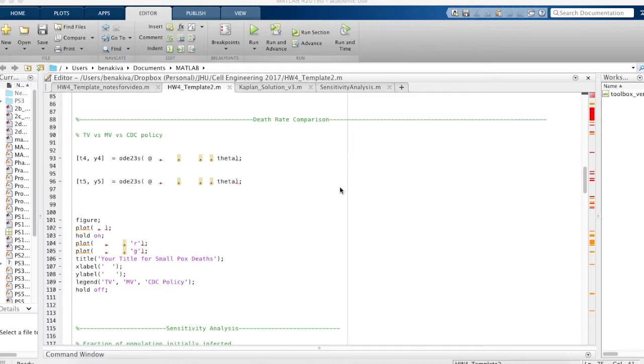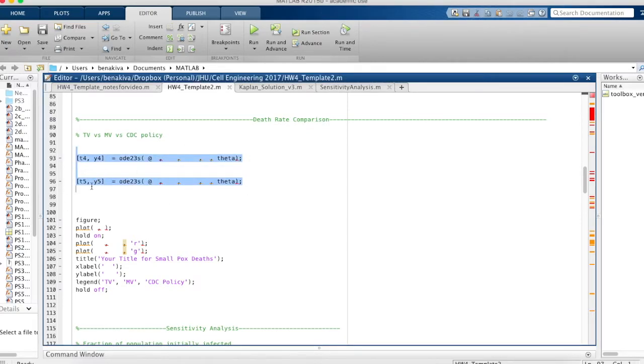Okay, the next thing you're going to do is compare the death rate for TV, MV, and the CDC policy. And for the purposes of this, we're going to assume that the CDC policy is to switch from TV to MV on day 28. So phase 1 is the same as what we already solved for, but then you are going to be solving for the CDC policy. So you're basically going to have two segments of your phase 2. So the first is going to be TV from day 5 to day 28.